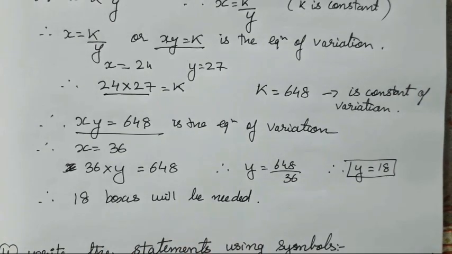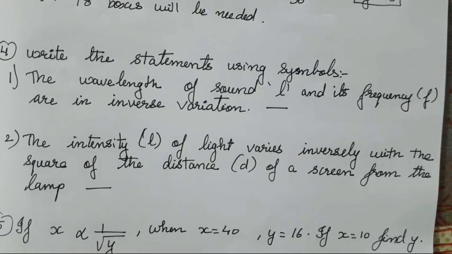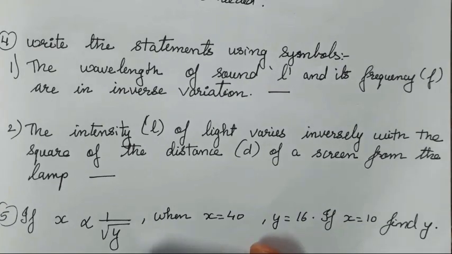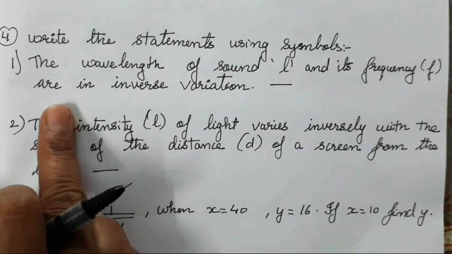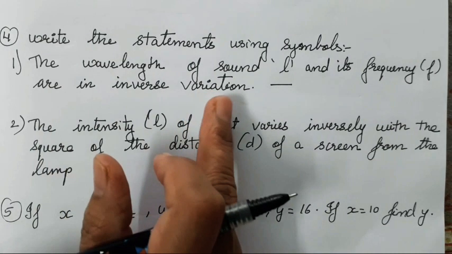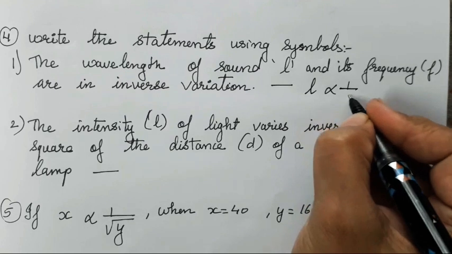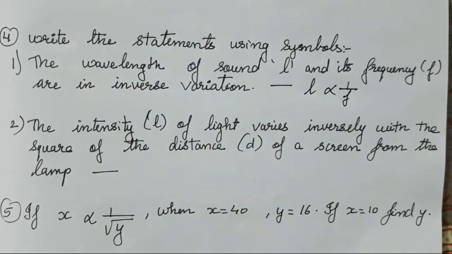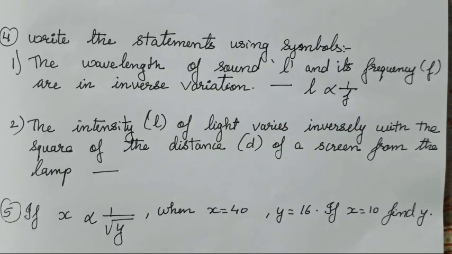It's very easy, children. Next is the fourth question. Write the statement and the symbol. Write the statements for the symbols. The wavelength of the sound L and its frequency F are in inverse proportion. So this is very easy. L is inversely proportional to 1 upon F. Just in the way it has been given, you all have to substitute. Inverse is given, put the inverse sign, and then you all have to write only the values.